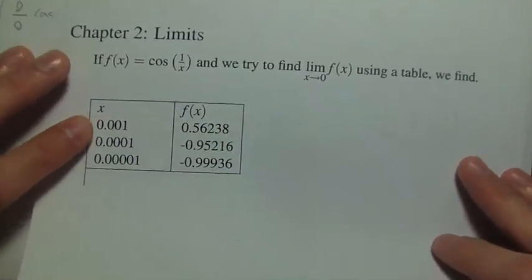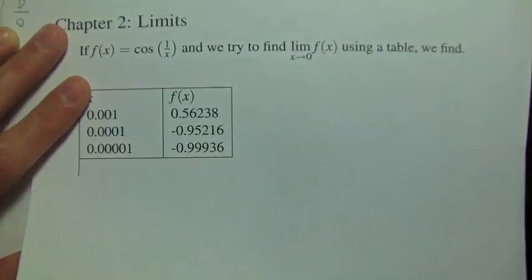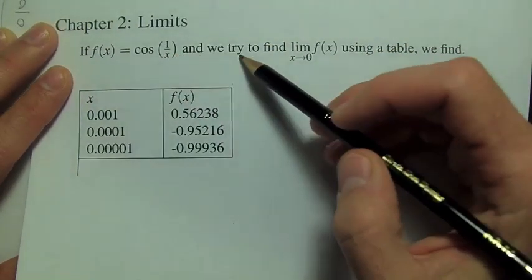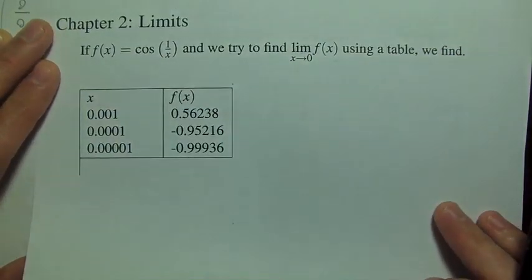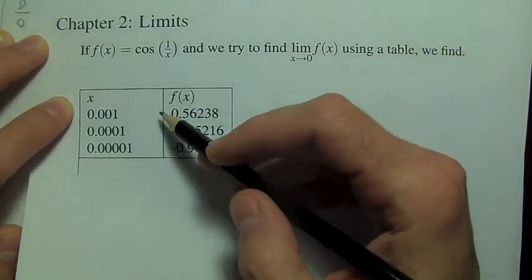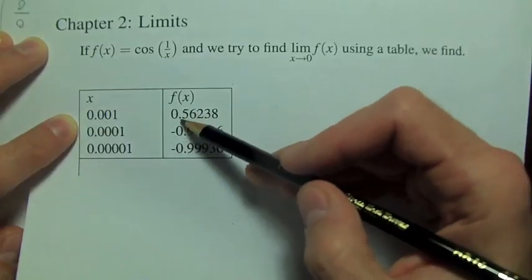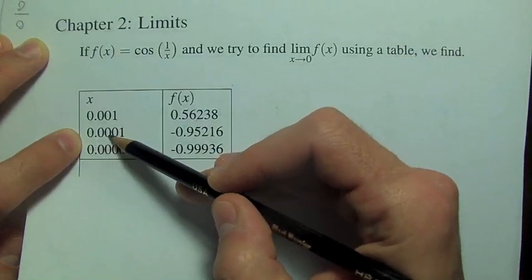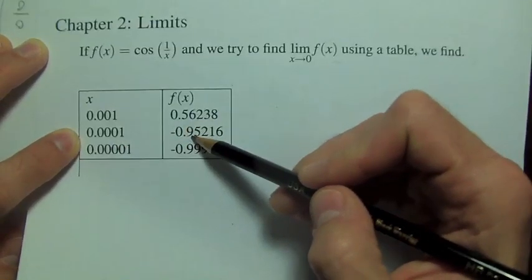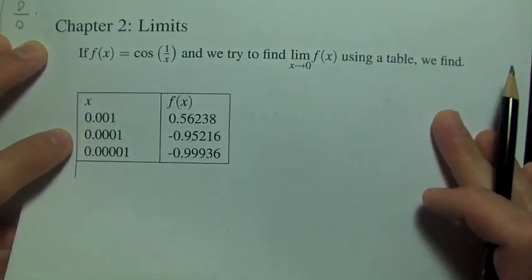let's look at this function, f of x equals cosine of 1 over x. And let's say I want to find the limit as x goes to 0 of this function. So I start with my table. I let values get closer and closer to 0. So I start at 0.001 and I get 0.56238. Okay, that's fine. And then at 0.0001, I get negative 0.95216. So I went from positive to negative.